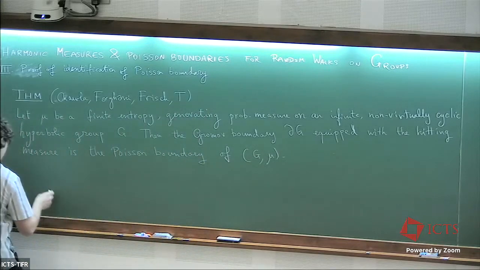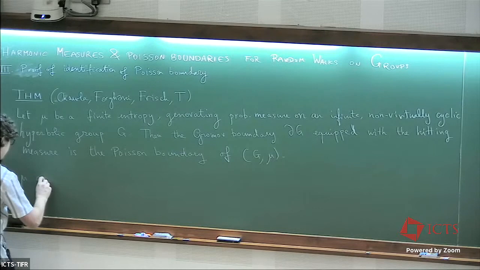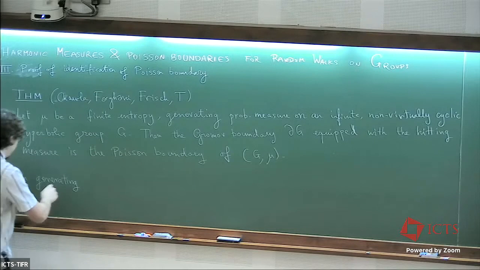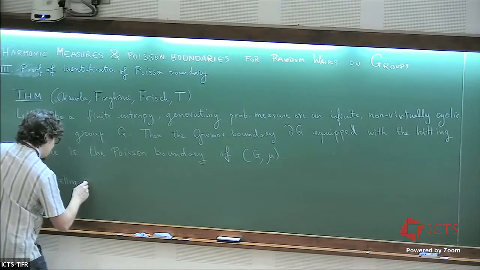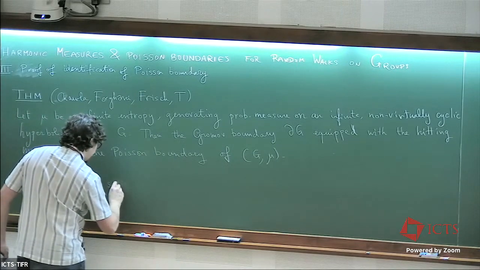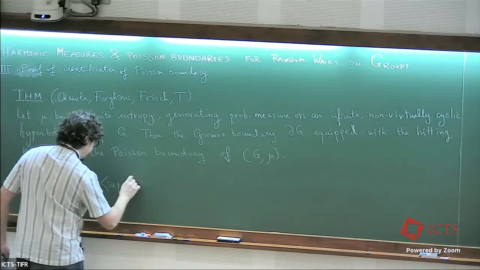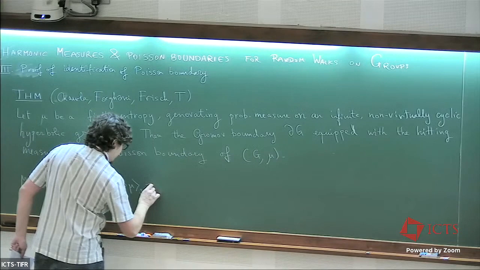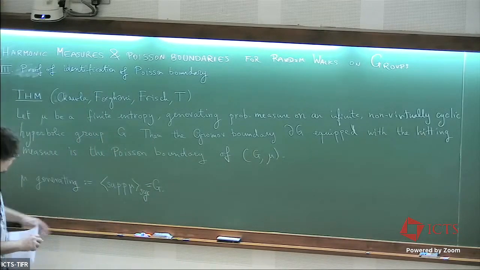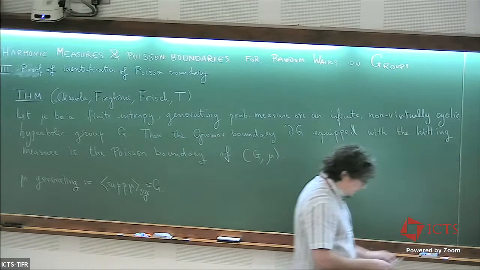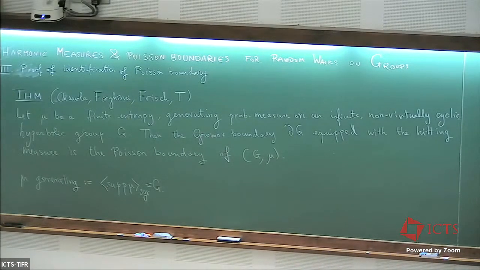And let me just recall generating. This is the standard assumption when we deal with Poisson boundaries to avoid unpleasantness. It means that the semigroup generated by the support is the whole group. The fact that this is a semigroup and not a group is a slightly thorny issue, but more or less this is the standard. Okay, so what are the ingredients?